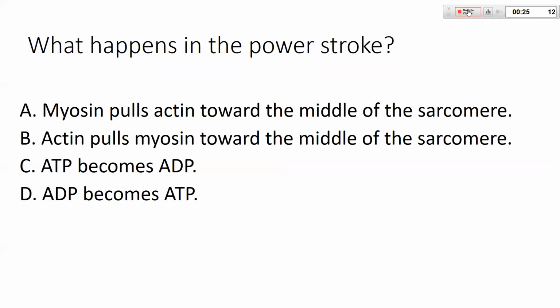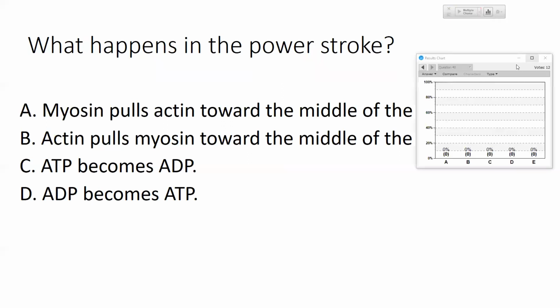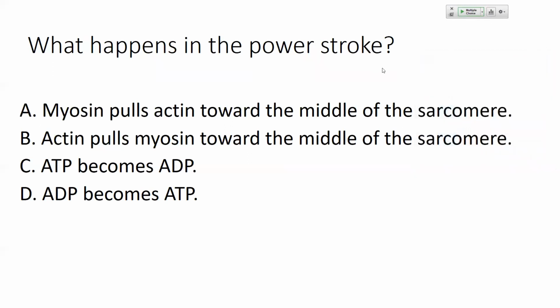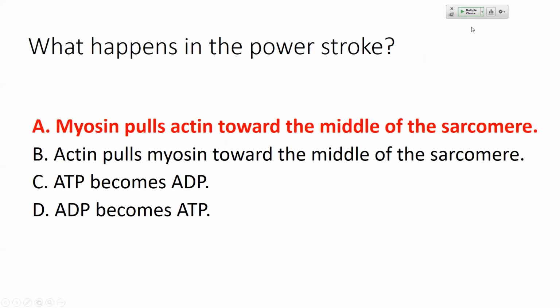Okay, so what happens during the power stroke? Most persons said A, which is correct. So myosin is doing the pulling, and it's pulling actin towards the middle of the sarcomere, towards the M line.